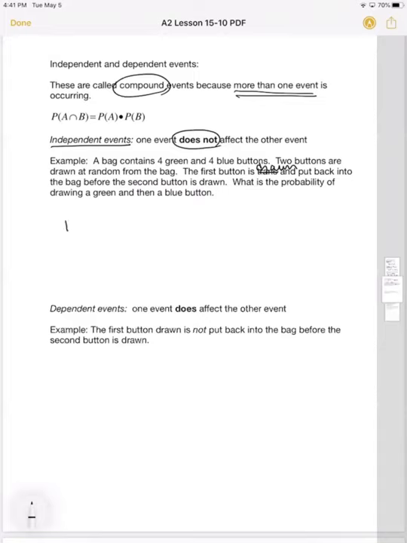So I want the probability of green, and then my second event is blue. Out of a total of 8 buttons, 4 are green. I'm going to put the button back in, so I'm still going to have 8 buttons in the bag, and this time I'm going to pick blue, and I have 4 blue buttons also. So 4/8 times 4/8 is 1/2 times 1/2 is 1/4, and that is my probability of the independent events, replacing the button and having 2 draws.